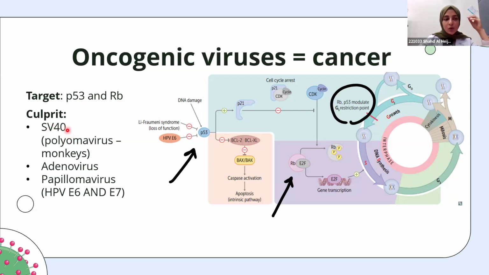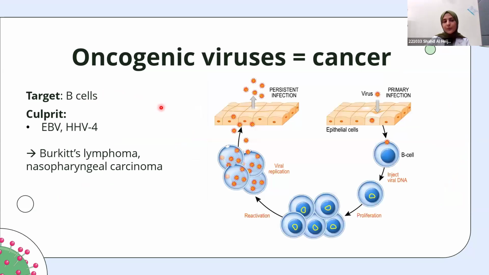And what viruses can cause this by affecting P53 and retinoblastoma? You have SV40, which is a polyomavirus, and it affects humans and monkeys. You also have adenovirus, and you have papillomavirus, which is HPV. HPV has different proteins. You have E6 and E7. E6 will affect P53. E7 will affect retinoblastoma. Again, you have more details in the neoplasia lecture in pathology. For now, just remember that you have HPV, adenovirus and SV40. Those will affect P53 and retinoblastoma to cause cancer.